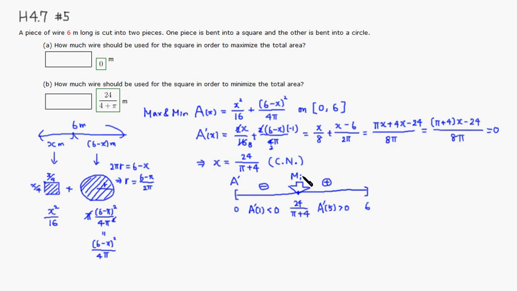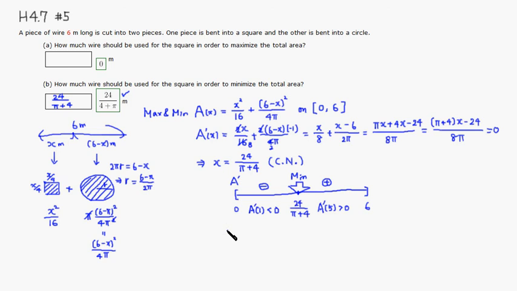So the minimum value is going to occur at the critical number. So the part B answer is easy. So x is going to be 24 over pi plus 4, which is the right answer right here. All right, then since it's decreasing turning to increasing, the maximum is going to be either at x equals 0 or x equals 6. So we're going to have to compare them.